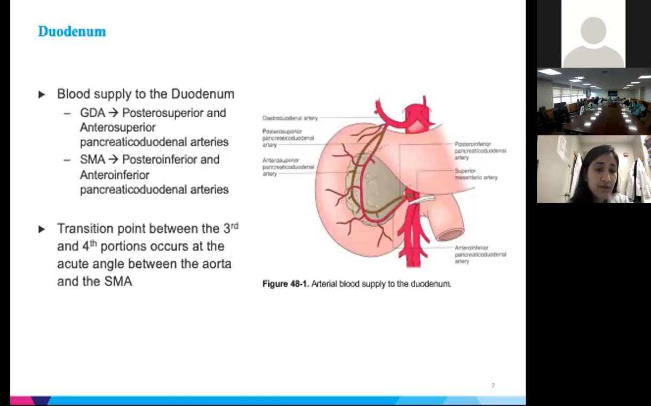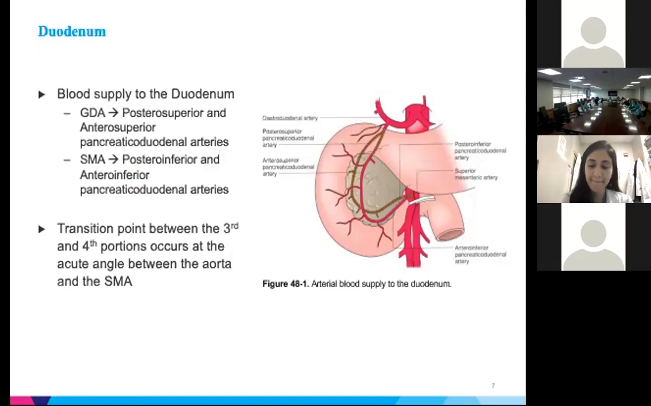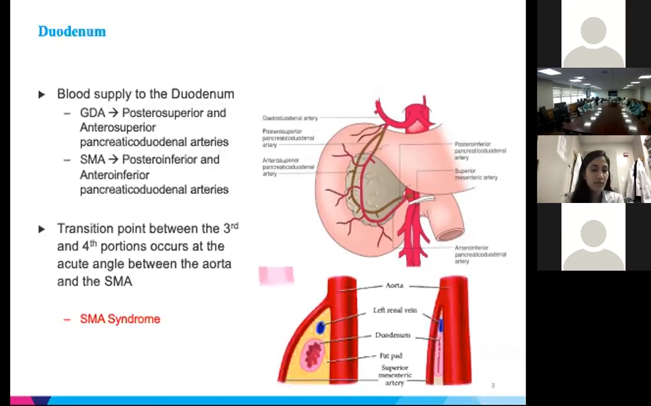The transition point between the third and fourth portions of the duodenum occurs at this acute angle between the aorta and the SMA. We aren't really covering this topic this year, but what is obstruction at that transition point called? Maybe team 4, do you guys want to give it a stab? We would refer to it as SMA syndrome. Yep, exactly. SMA syndrome. It's essentially compression of the third portion of the duodenum between the SMA and the aorta.